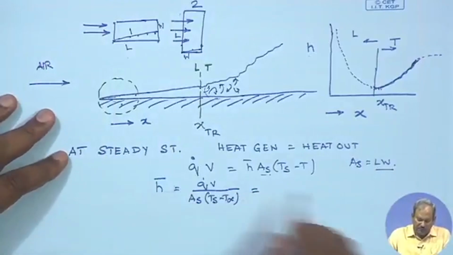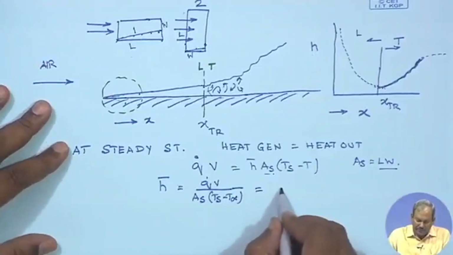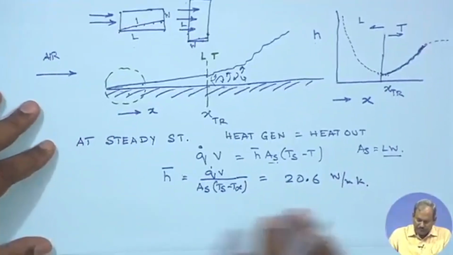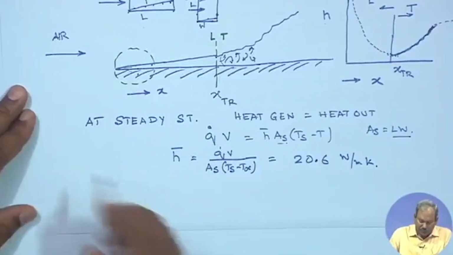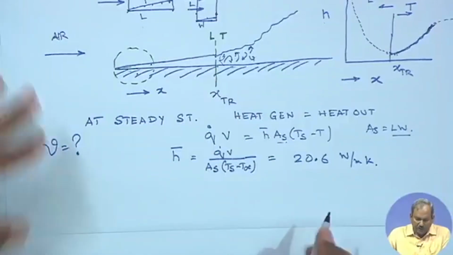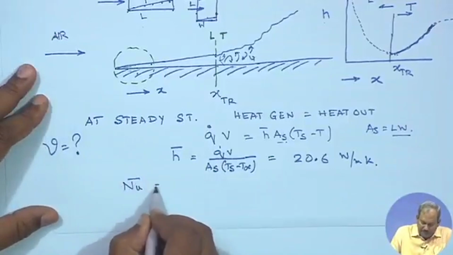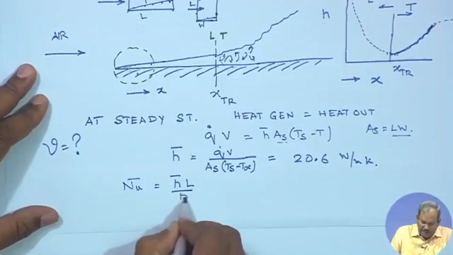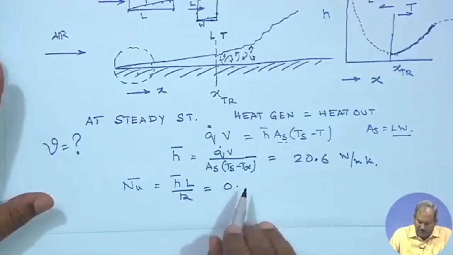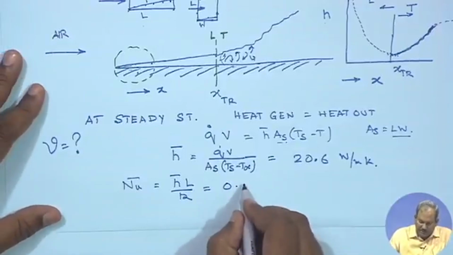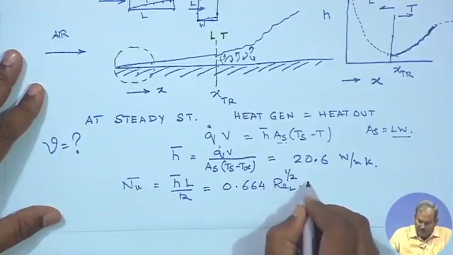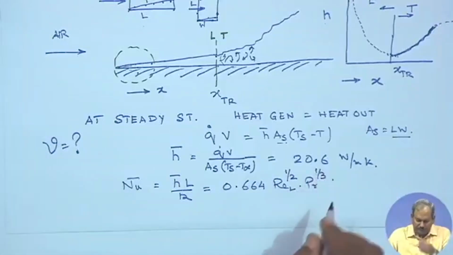So, you should be able to calculate the value of the average heat transfer coefficient, which would be 20.6 watt per meter squared per Kelvin. So, the value of h is known to you. What you need to find is the velocity of air which is going to flow over it. So, your Nusselt number relation is simply h bar L by k, which, if we assume it to be laminar flow, we do not know whether it is laminar flow, we will check later on, but for laminar flow the relation is Re_L to the power half times Prandtl number to the power 1 by 3.